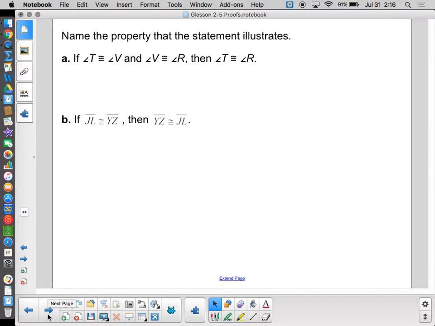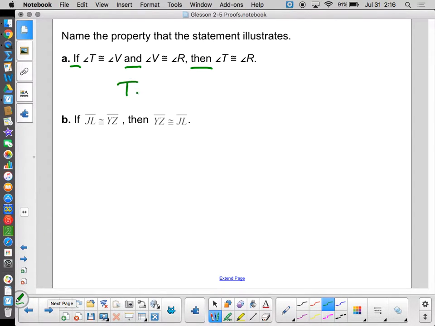Name the property the statement illustrates. We did this in class yesterday. Actually, we did it in class today, if you're watching this tonight, the same night as we did the lesson. So if angle T is congruent to angle V and V is congruent to R, then T is congruent to R. Again, we see the structure if and then. That generally indicates transitive property. Now, some are going to get excited about this and say you need to say transitive property of angle congruence. To me, that's a bit excessive. If you can identify it as being transitive, that's good enough for me.